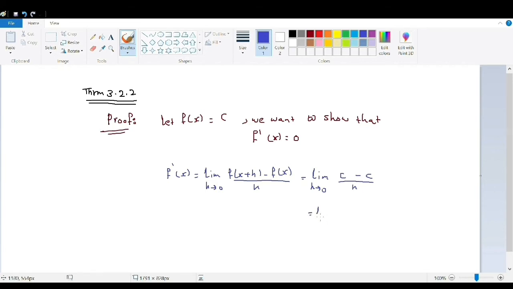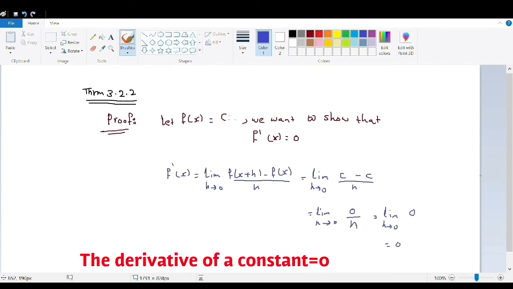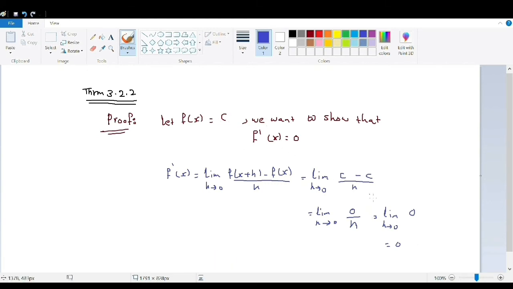So this will give us the limit as h approaches 0 of c minus c, which is 0, divided by h. So this will give us the limit of 0 divided by any number or by any variable. It will be 0 when h approaches 0. So from here we prove that the derivative of any constant will be equal to 0.